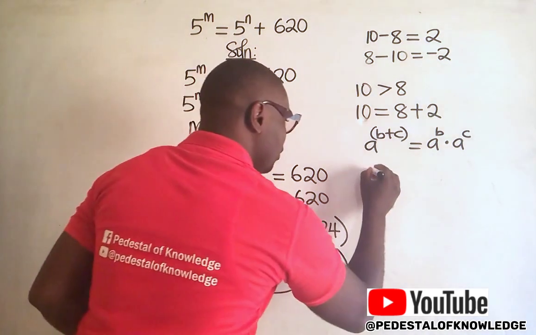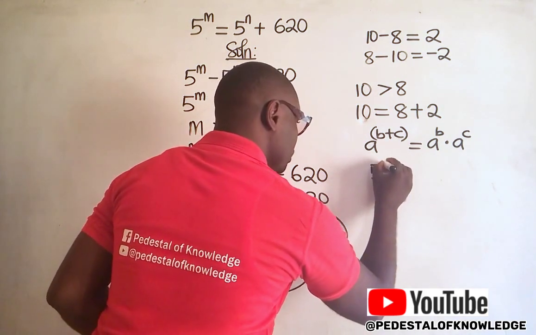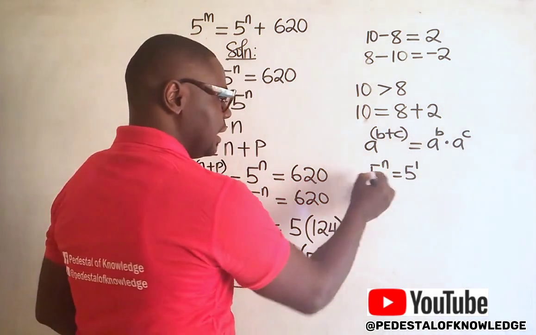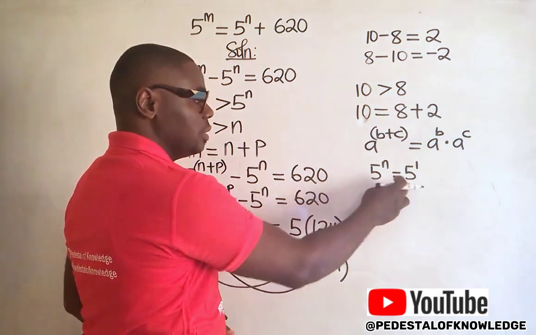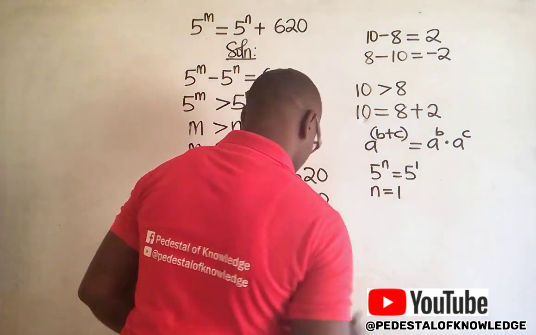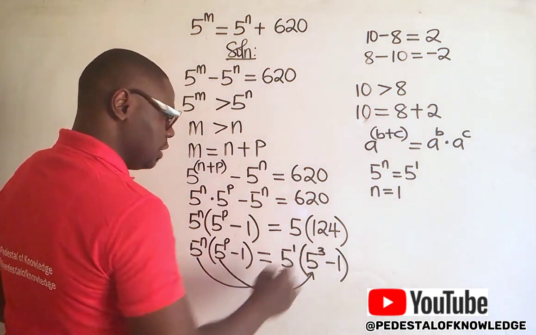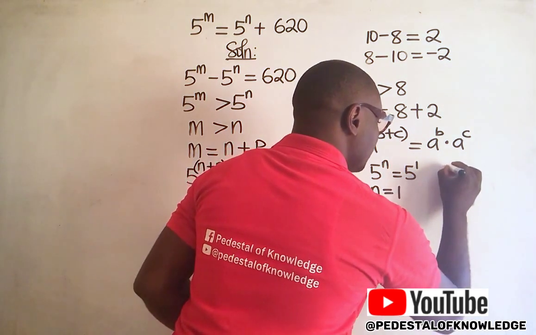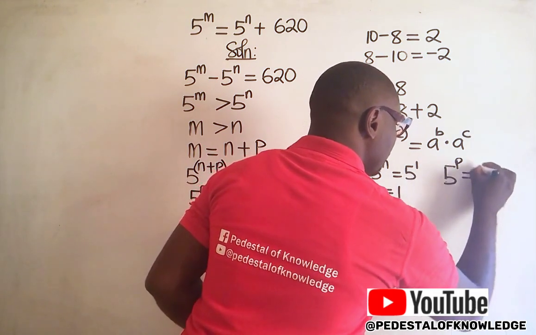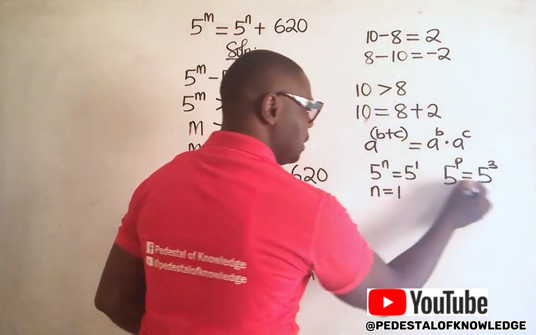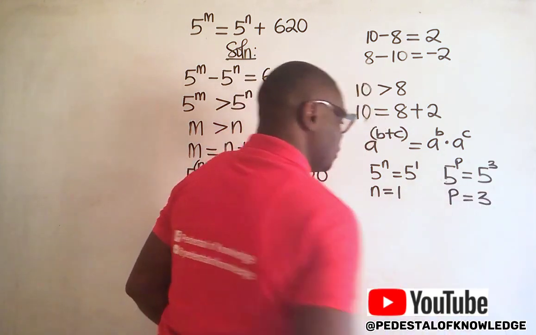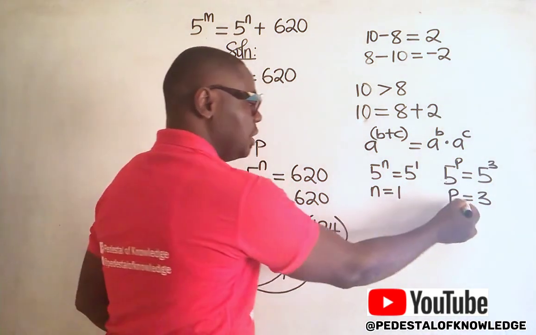So we now have 5 raised to power n is equal to 5 raised to power 1. And remember that this is an index notation. Because they are on the same base, we neglect the bases and equate the powers. So that means that n is equal to 1. Also, 5 raised to power p is equal to 5 raised to power 3. Because the bases are the same, we neglect the bases and equate the powers. So p is equal to 3. Okay, so n is equal to 1 and p is equal to 3.